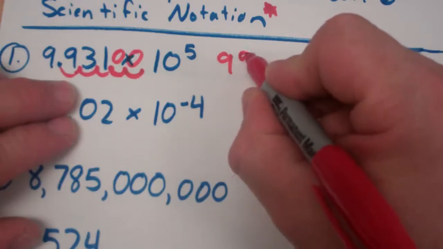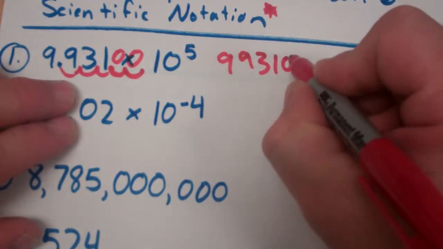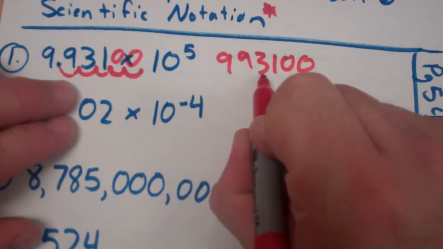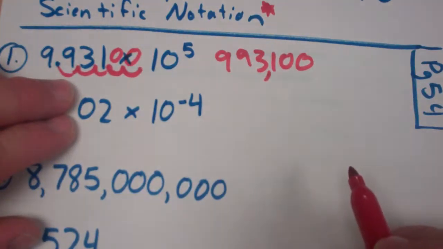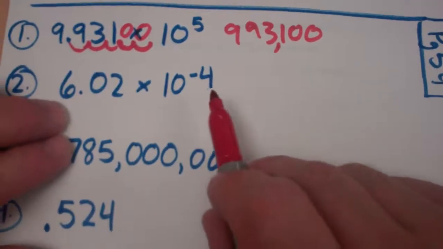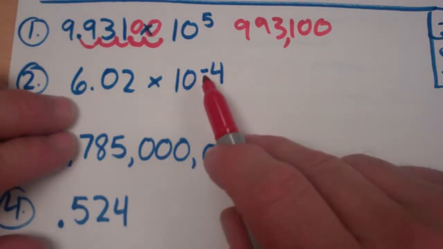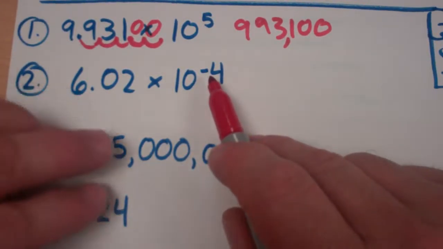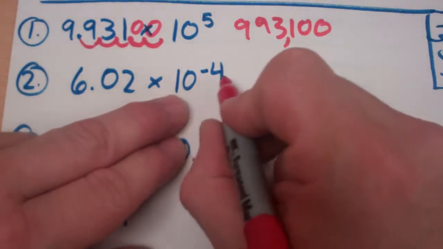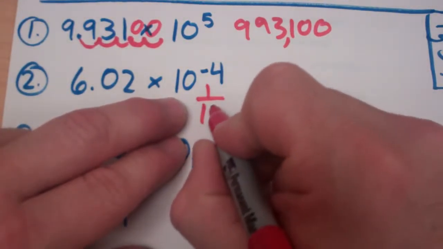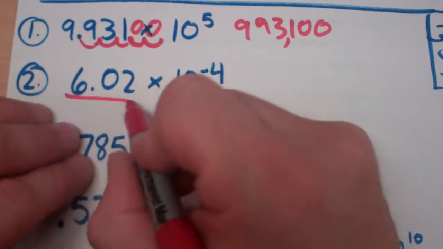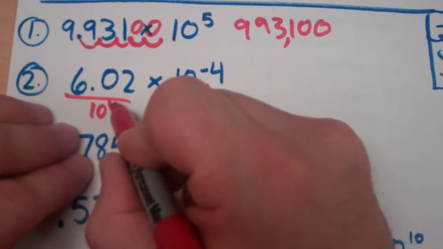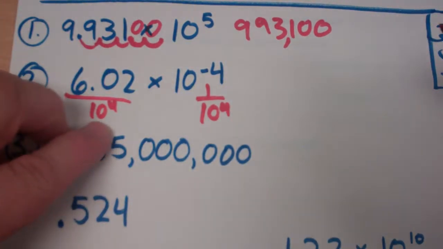That would be 9,931,000. I've moved it 1, 2, 3, 4, 5 times. Next, 993,100. This one I'm not moving it forward because this is times 10 to the -4th. We've talked about what a negative power looks like. Another way I could write 10 to the -4th is 1 over 10 to the 4th. So if I took this times 1 over 10 to the 4th, that would just be this over 10 to the 4th, or divided by 10 4 times.